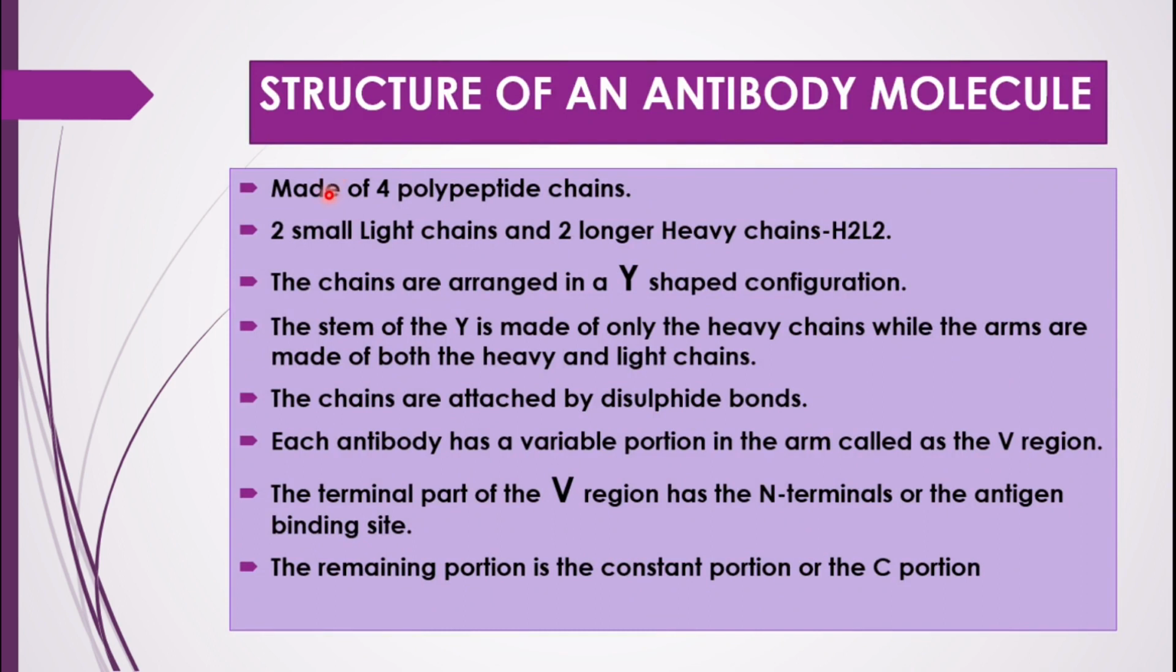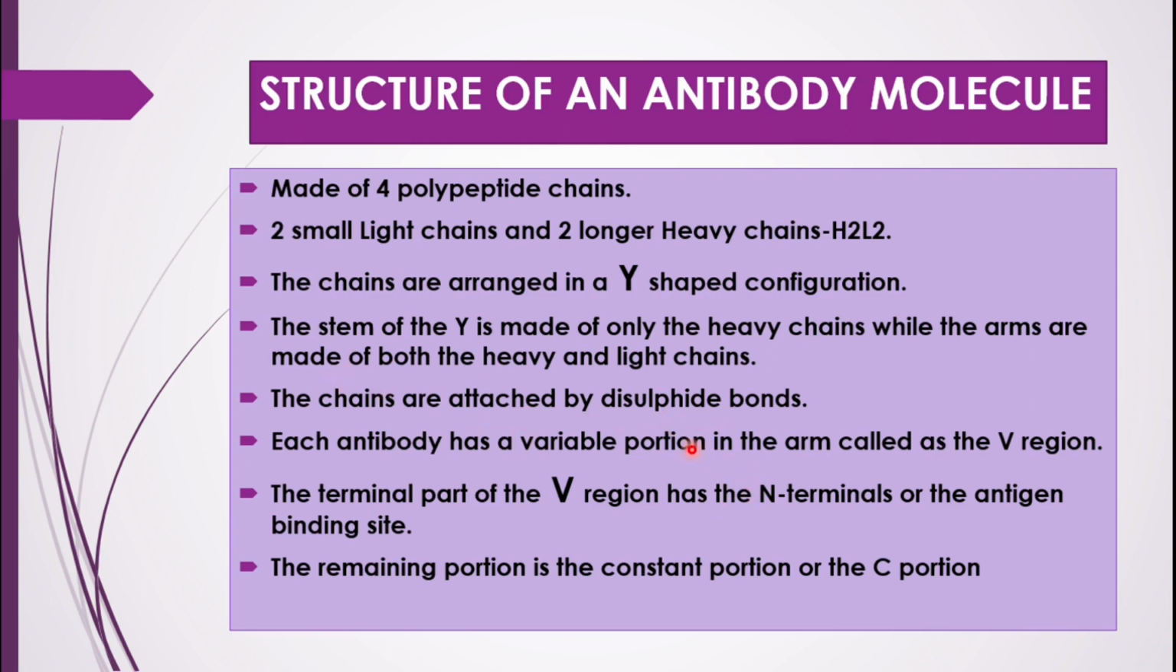I'll just repeat it once again. Each antibody molecule has 4 polypeptide chains, 2 small chains and 2 heavy chains. Hence, they are represented as H2L2. Chains are arranged as a Y-shaped configuration. Stem of the Y is made up of heavy chains, while the arms are made up of both the heavy and the light chains. Chains are attached by disulfide bonds.